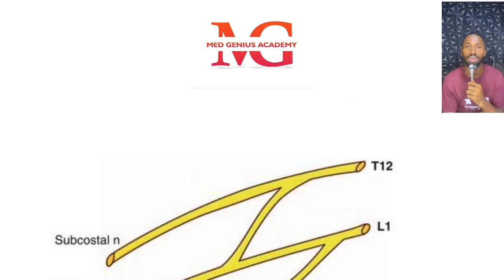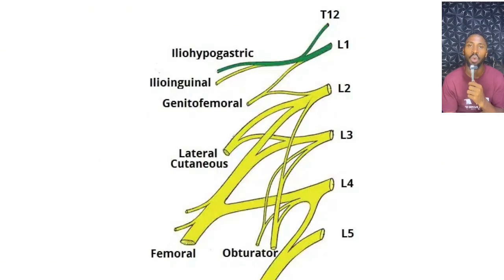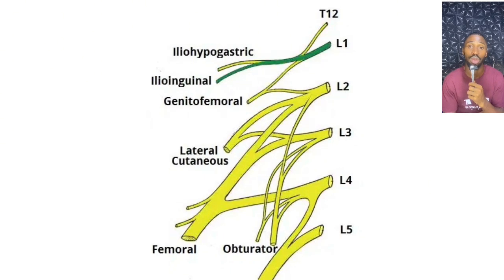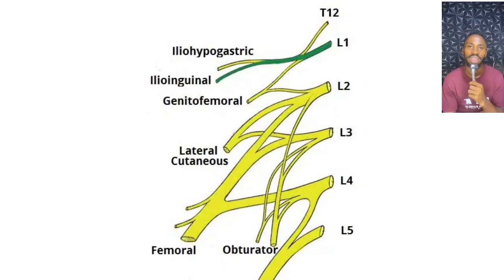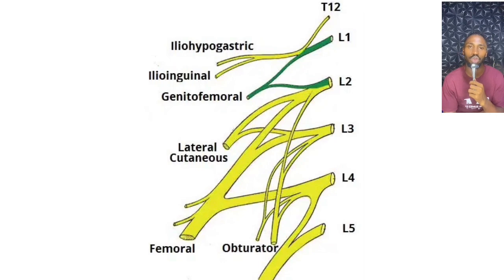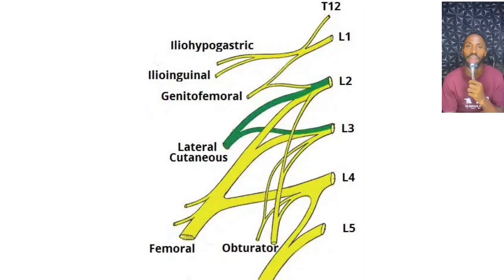Now T12 is just a contribution, and T12 is called the subcostal nerve. T12 contributes a branch to L1 to form the iliohypogastric and ilioinguinal nerves. L1 gives a connection with L2 to form the genitofemoral nerve. L2 gives a branch to L3 and they both form the lateral cutaneous nerve of the thigh, but in a dorsal division, while the genitofemoral nerve is in a ventral division.